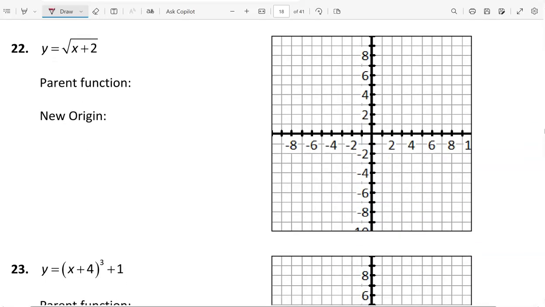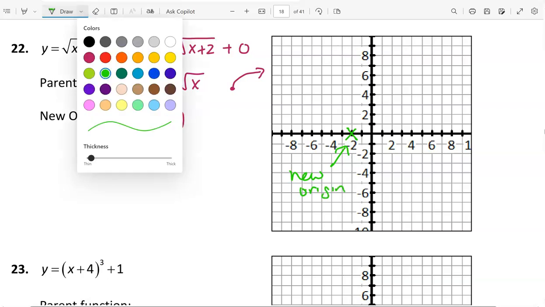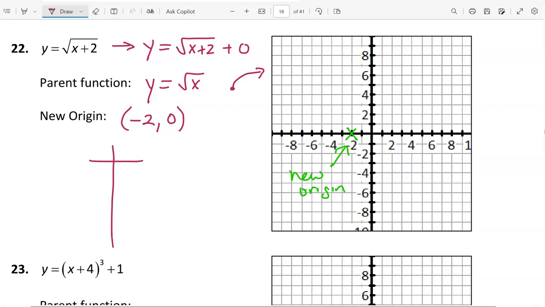Moving on to 22. Our parent function here is the square root parent function. Let's remember what that looks like. That's the general shape of it, half of a parabola pointing sideways. And if I rewrite this in the form y is equal to the square root of (x plus 2) plus 0, if we stick a plus 0 on the outside, now we can see that the new origin is at negative 2, 0. So from there, I'm going to graph the new origin, negative 2, 0. And then I'm just going to use a table to graph the parent function from the new origin.